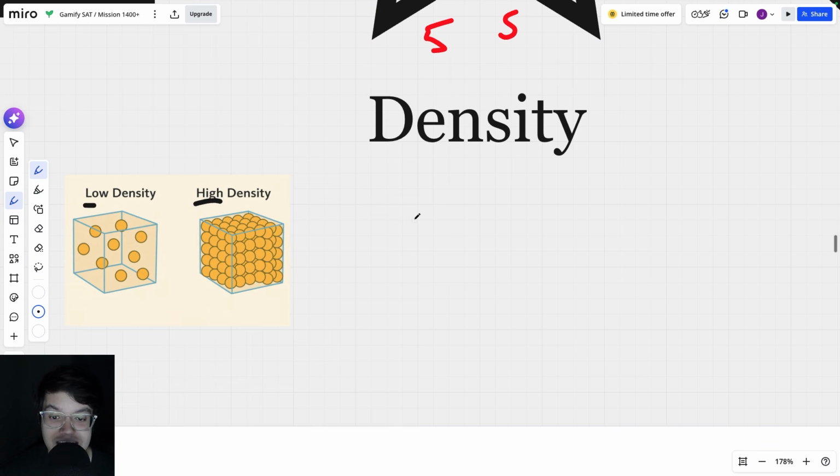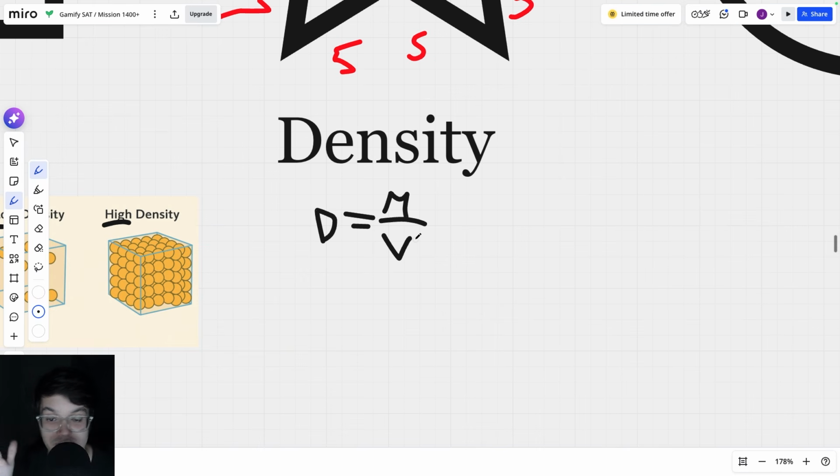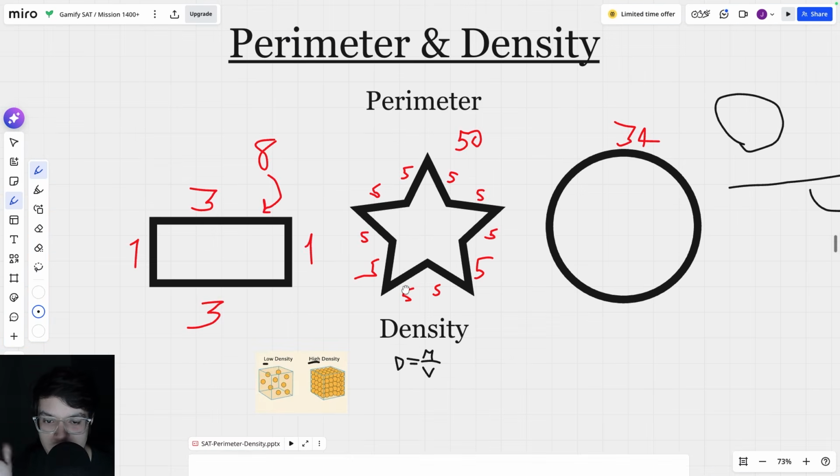The way to calculate density is: density equals mass divided by volume. Mass refers to basically the overall size of the shape. Not exactly, it's not a perfect definition, but kind of. And then volume refers to how much space the shape takes up. For volume specifically, I talk about it more in my area and volume video on this YouTube channel as well. And that's really it. I don't want to spend much time on this at all, so let me just go ahead into some quick practice problems on perimeter and density.